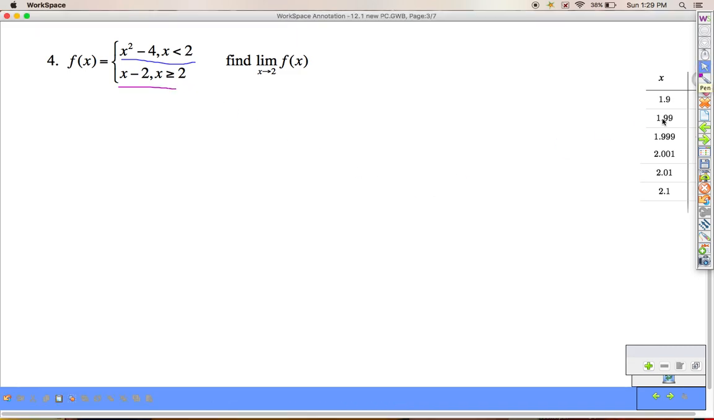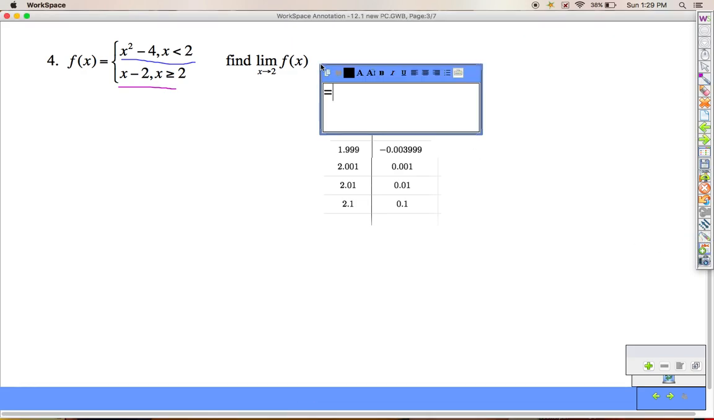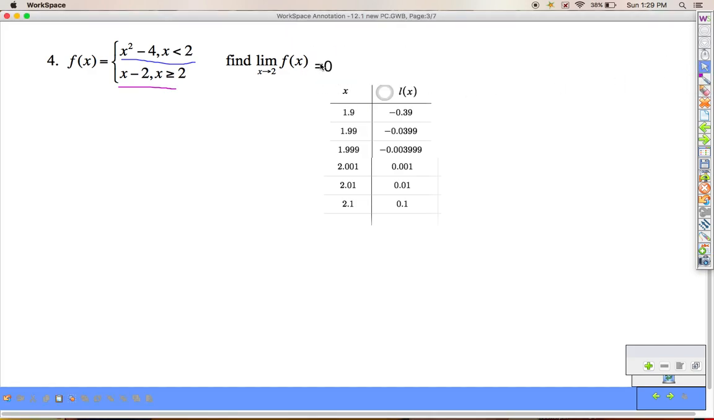So I'm making my table, and you can do this on Desmos or your calculator. What do you got? I get this. I put 1.9, 1.99, 1.999 into the top, and 2.001, 2.01, 2.1 into the bottom. As I look at this table, this is getting smaller and smaller, and this is getting smaller and smaller, so my limit of f of x as x approaches 2 is going to equal 0. We don't have to get there, we just have to get close to it.